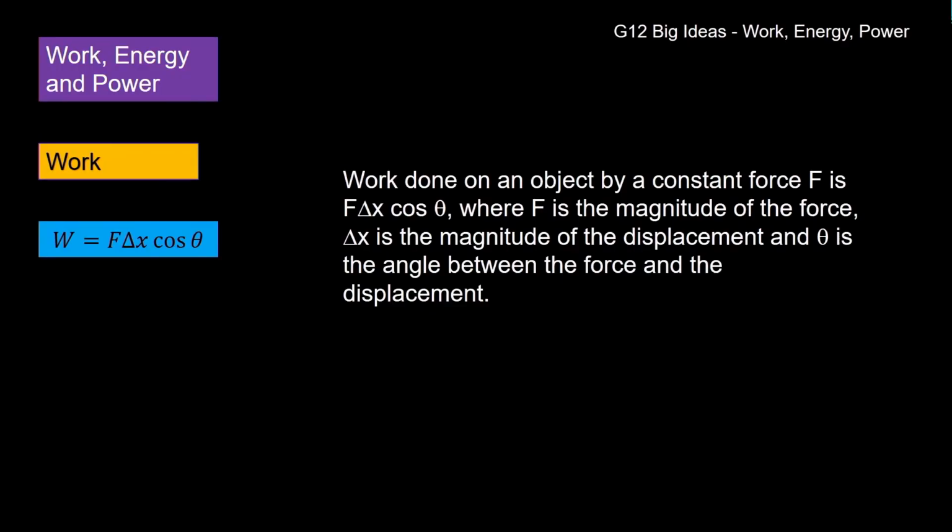So the work done on an object by a constant force F is this: the force times delta x times the cos of theta, where F is the magnitude of the force, so that's how big. Delta x stands for the distance that has been covered by the object, or the displacement, the change in the distance that the object has moved. So that's the movement of the object.